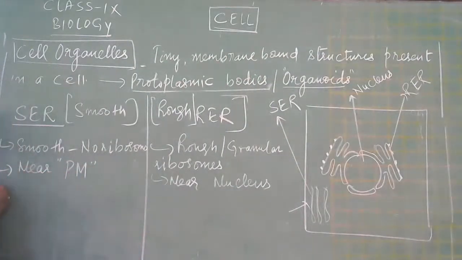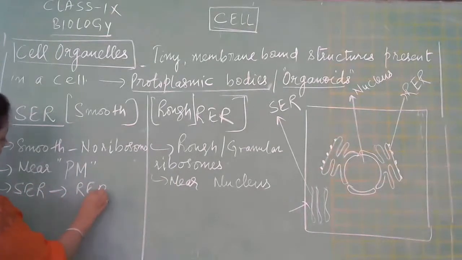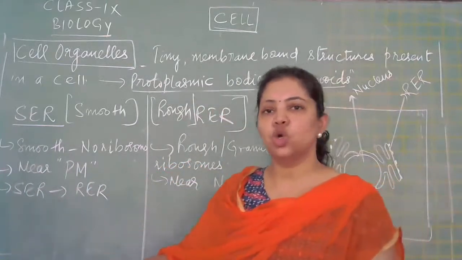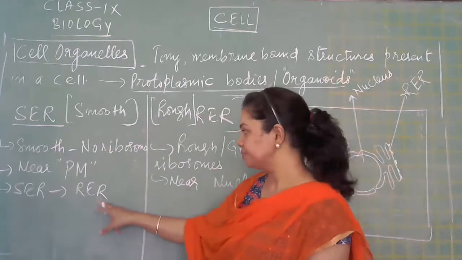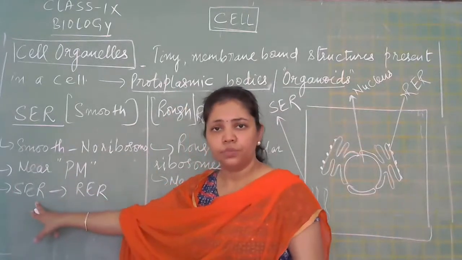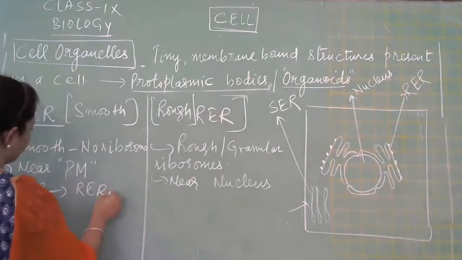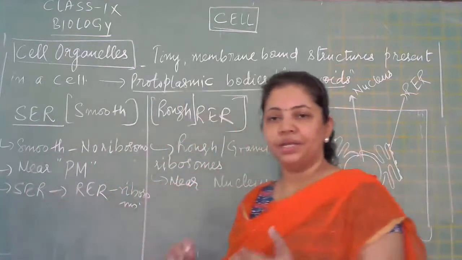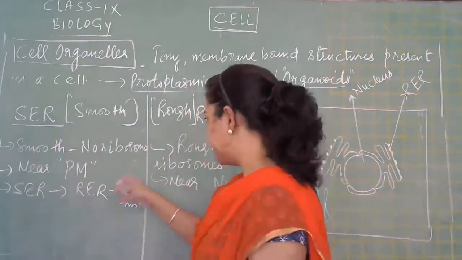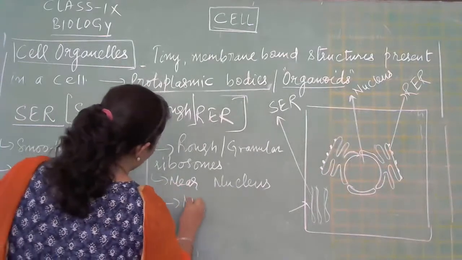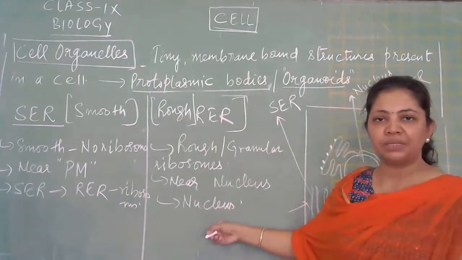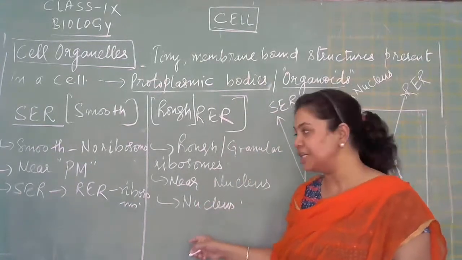And as I told you right now, SER is formed from RER only. How is SER formed? When rough endoplasmic reticulum loses ribosomes, it becomes SER. Okay? So here, minus ribosomes, you can say: RER minus ribosomes equals SER. Here, rough endoplasmic reticulum, this we get from the nucleus. RER किससे बनता है? Nucleus की membranes, right?